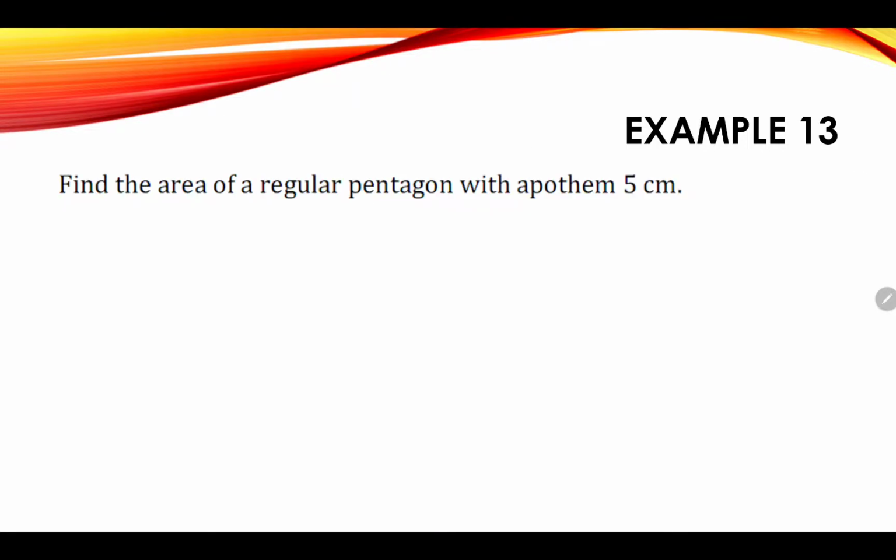Okay, next example 13. Find the area of a regular pentagon with apothem A equals 5. Pentagon kita tahu N equals 5. Okay, so nak cari area. Since kita tahu the value of A, so we need to use the first formula which is half AP. Okay, so A dah dapat, we need to find what is P. Okay, P perimeter. Okay, perimeter formula dia P equals NS. N kita dah tahu, so nak kena cari S dululah. Okay, S is the length of sides.